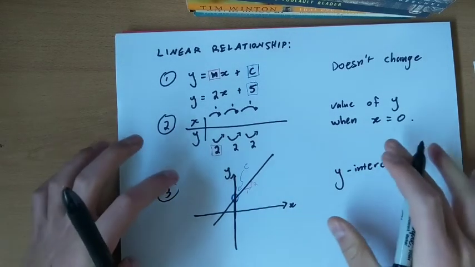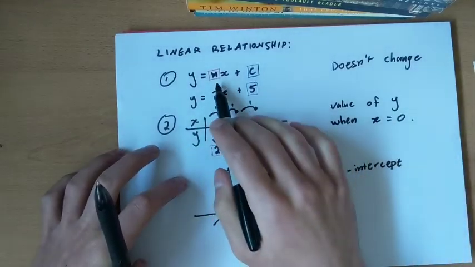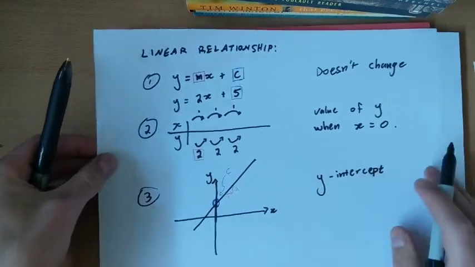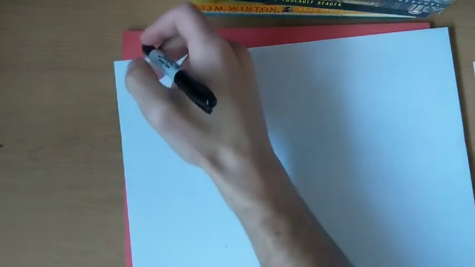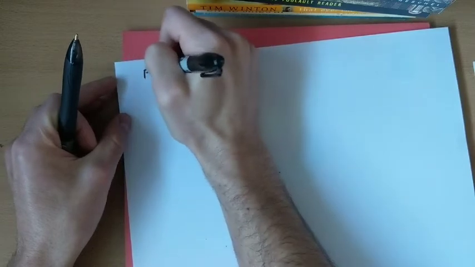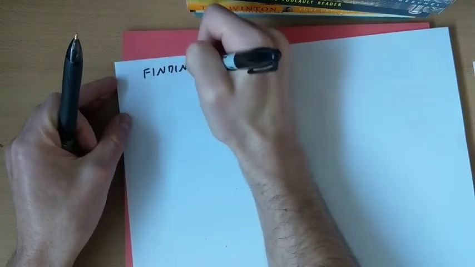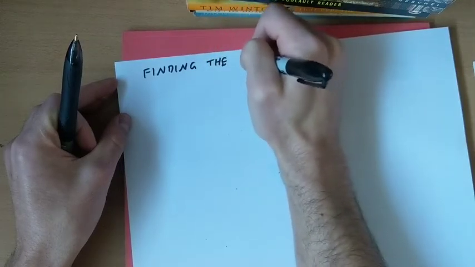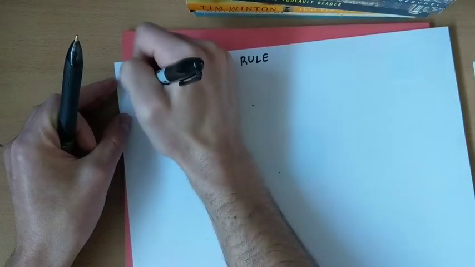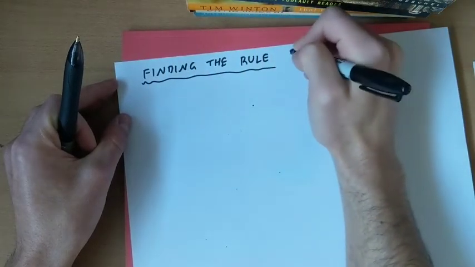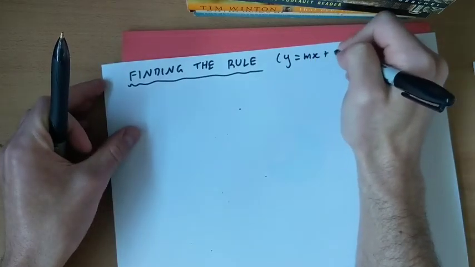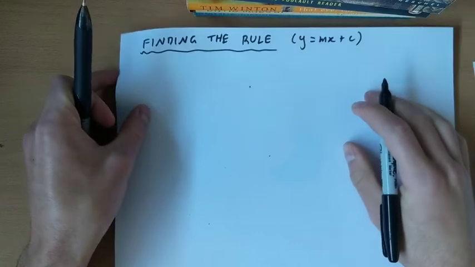Now that we have a full understanding of linear relationships with the gradient and the y-intercept, let's talk about the next thing that we're going to be doing in this unit, which is finding the rule. A very common test or exam question is going to give you a graph or a table of values or a situation, and you'll need to find the rule in the format y equals mx plus c that fits that linear relationship.